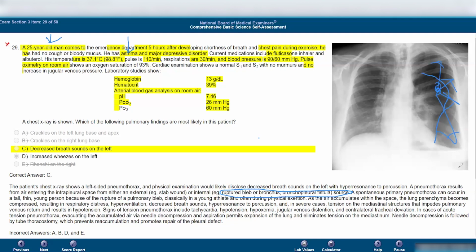Okay, but let's talk about chest X-rays. Does it make sense so far? Oh, where'd you go? Hey, what's up? Hey, I don't know what happened.